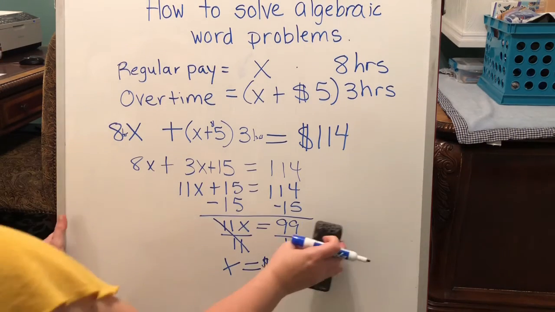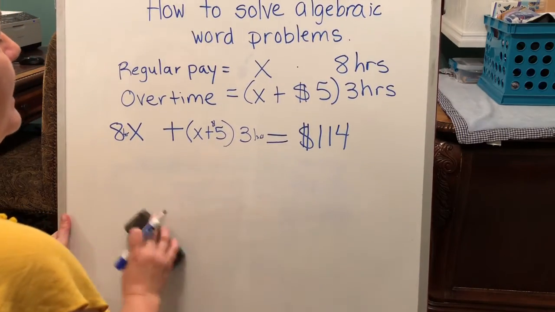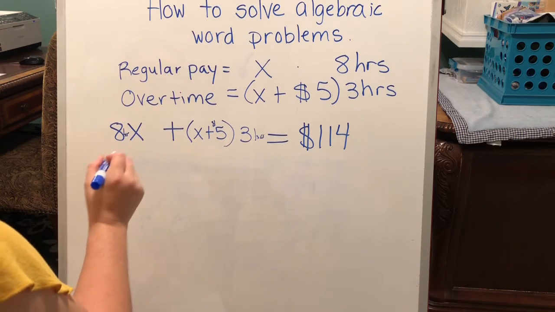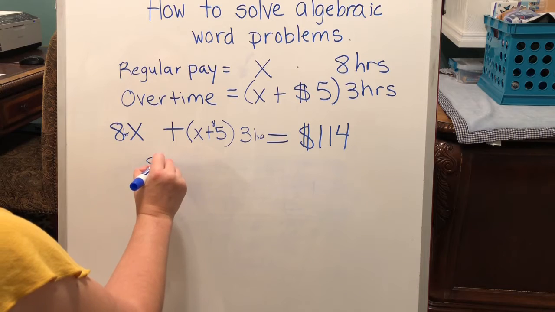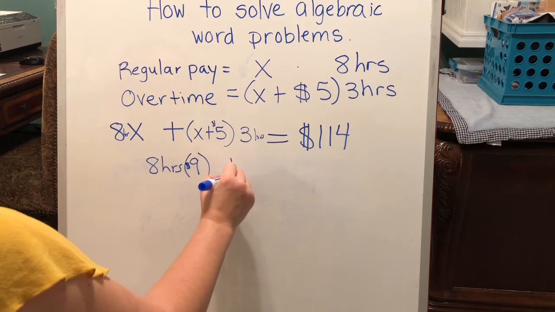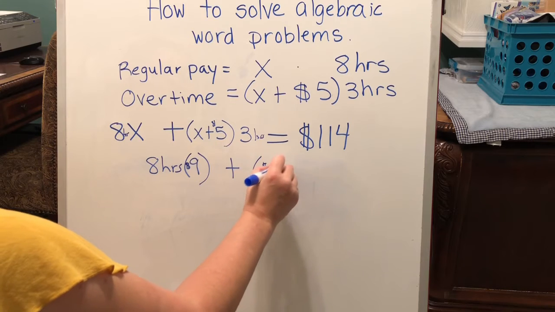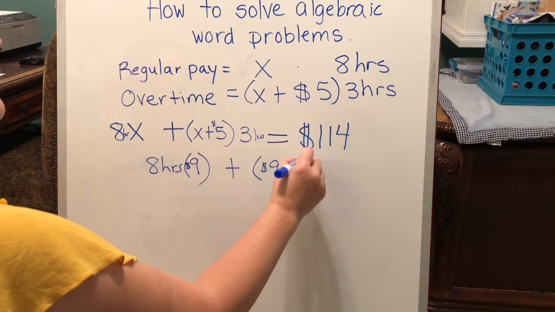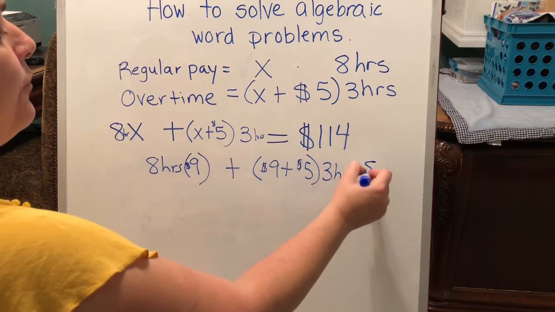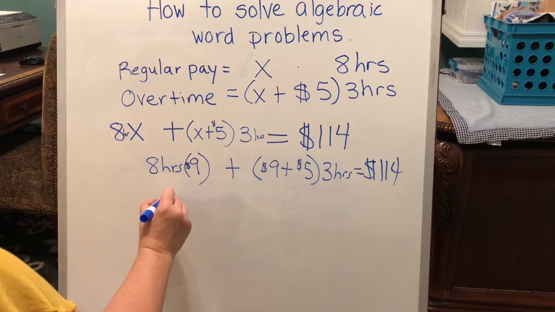Okay, now that we figured out that our regular pay is $9, we're going to go ahead and check it. We have our original equation that we set up, and we're going to say, okay, if he worked 8 hours at $9, 8 hours times $9, and then $9 plus $5 times 3 hours, will we get $114? Let's check it.